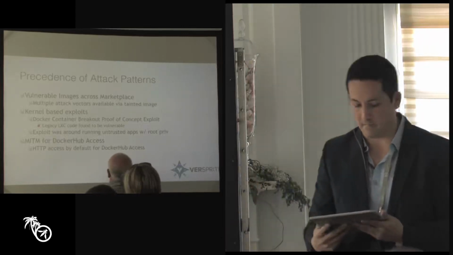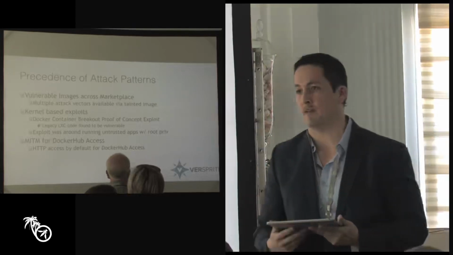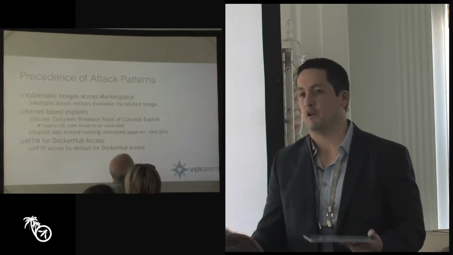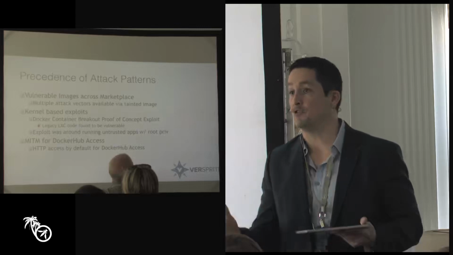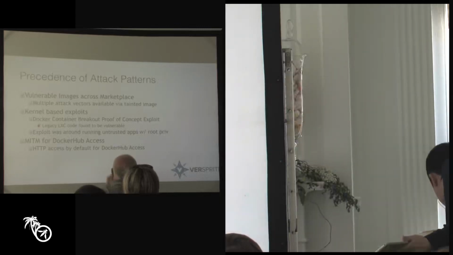Next, Docker Hub access is HTTP by default. You have to configure it with SSL. And most, as we know, when you're configuring SSL and you're a functional engineer, you're doing it wrong, or you're doing self-signed certs. So it provides a huge opportunity for attack patterns to do man in the middle.